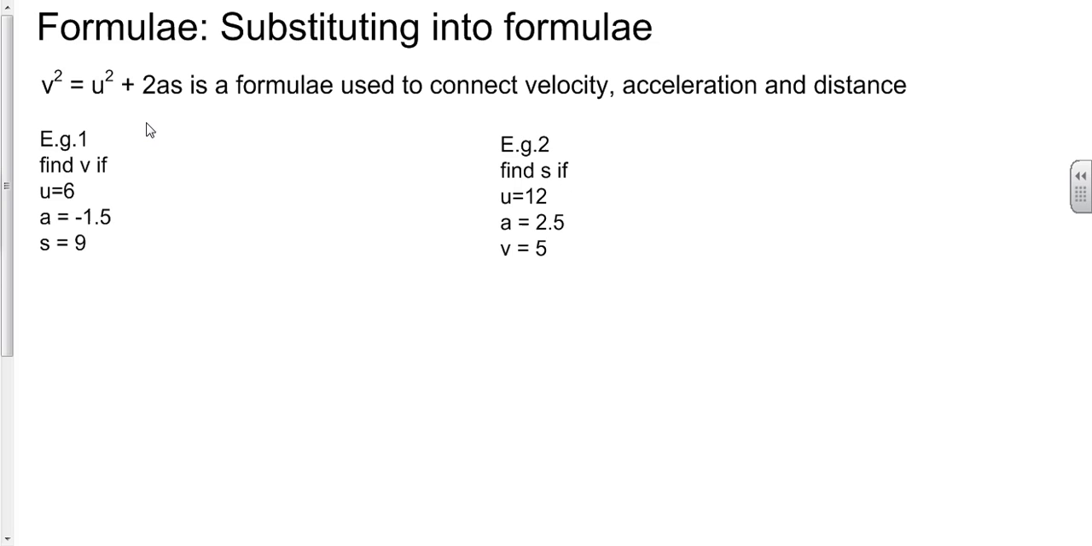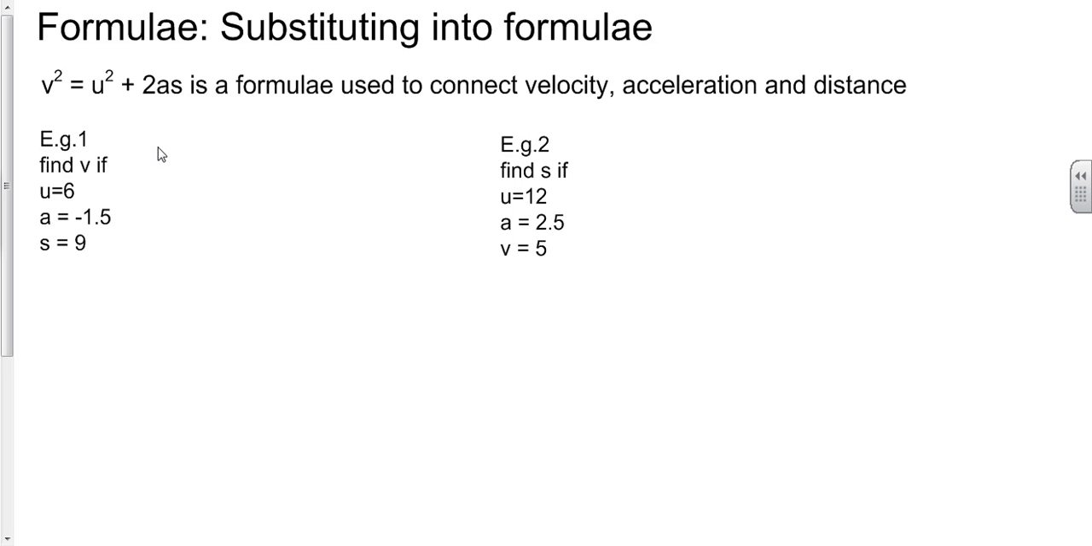Formulae, and particularly in this case substituting into formulae. I've taken a formula for motion, v squared equals u squared plus 2as. This is a formula connecting velocity, acceleration and distance. V is the final velocity, u is the initial velocity, a is acceleration, s is the distance.